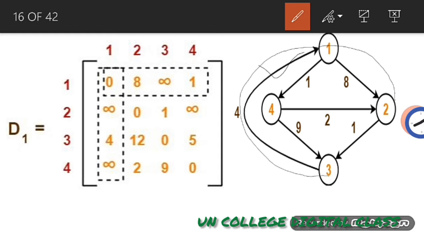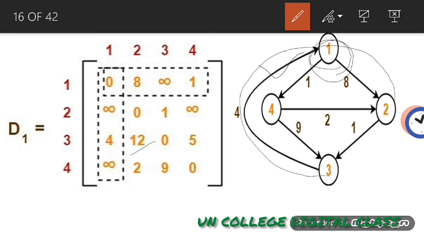So 4 plus 8 equal to 12. The value is here. Here we are using 1 as intermediate vertex. Now 3 to 3 is 0, as per the rule of diagonal value will be 0. Then 3 to 4 is 5.